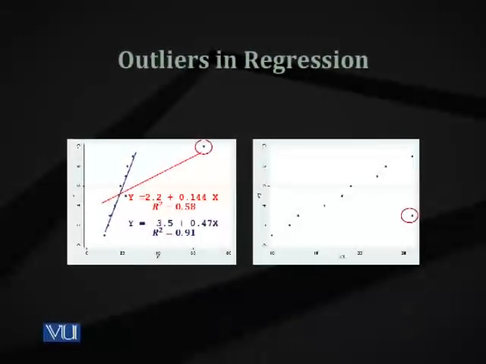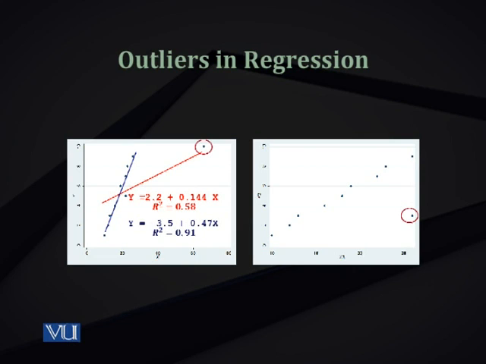So in this case, you will be seeing two graphs. In the first one, you have a regression equation: y is 2.2 plus 0.144x with r square of 0.58. If you look into the circle, you have a point which is quite far away. It is an extreme x value from the usual dots that you can see. For the second regression equation, y is minus 3.5 plus 0.47x. See that the r square of 0.58 changes a lot to 0.91. This second regression is computed without this outlier.